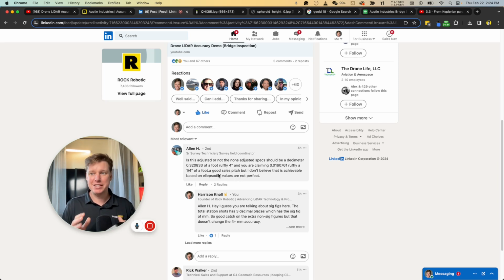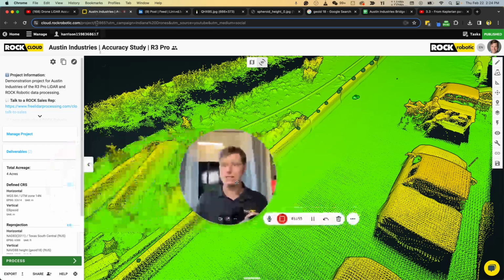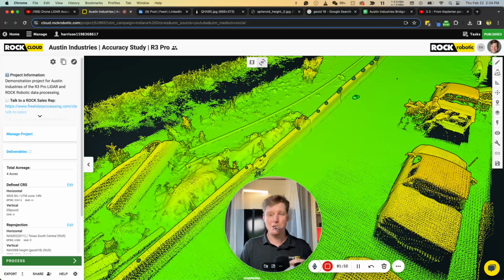Okay, so let's break down what he's talking about and go into what I believe the three sources of errors could be. He's asking, is it adjusted or not? There are multiple things we can talk about in adjustments here. And then he mentions ellipsoidal heights as well and not being accurate. So let's break it down into three sources of error and talk about each one of those independently.